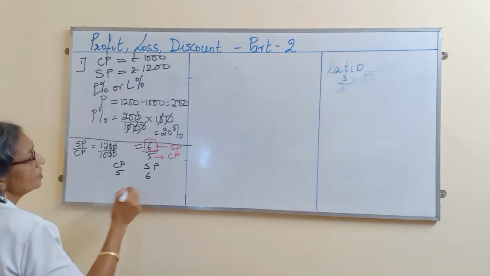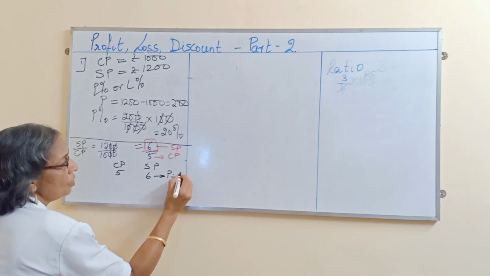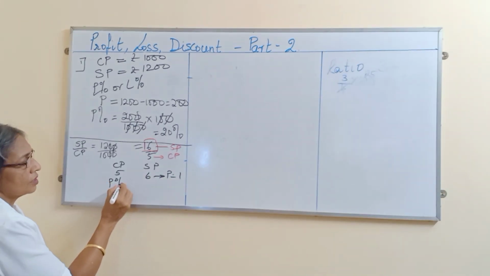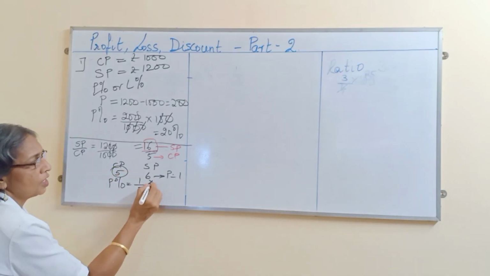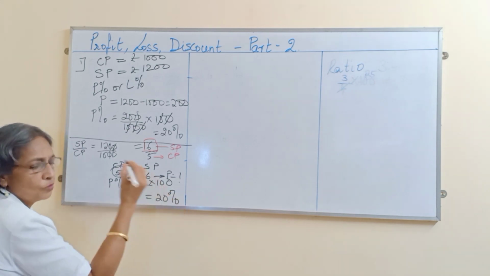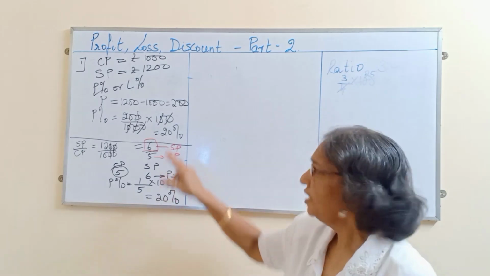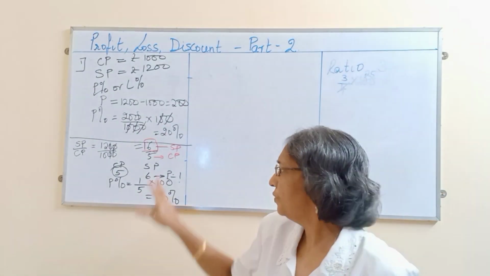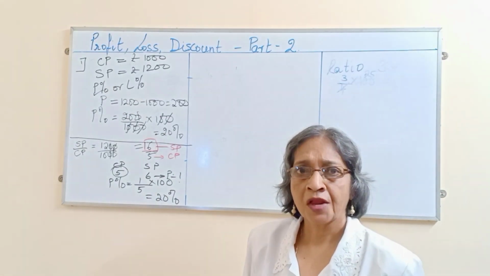Now I need to find the percentage. So profit here is 1. Percentage 1 upon CP. CP is 5 into 100. And this also comes out to be 20%. Now you have both the methods. In this case, we found the profit. Here we did not find the profit. We took the ratio and then calculated the profit.